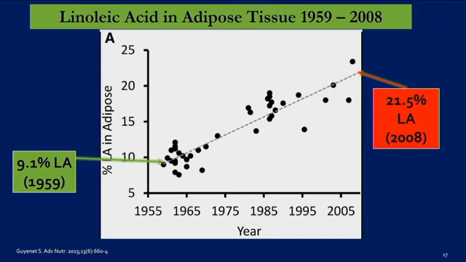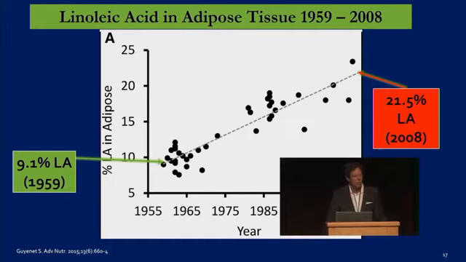And this is a study Stephan Guyenet put together. He compiled 37 studies that looked at linoleic acid, the omega-6, in human adipose tissue, from 1959 to 2008. Look where it was in 1959, 9.1%. Look where we ended up in 2008, 21.5%. Now let me let you know, the 9.1% in 1959 was far too high. I think this number should be more like 4%, but we don't have any good data to tell us for sure. All right, so when we consume linoleic acid, we tend to accumulate it. We just can't burn all these for fuel.